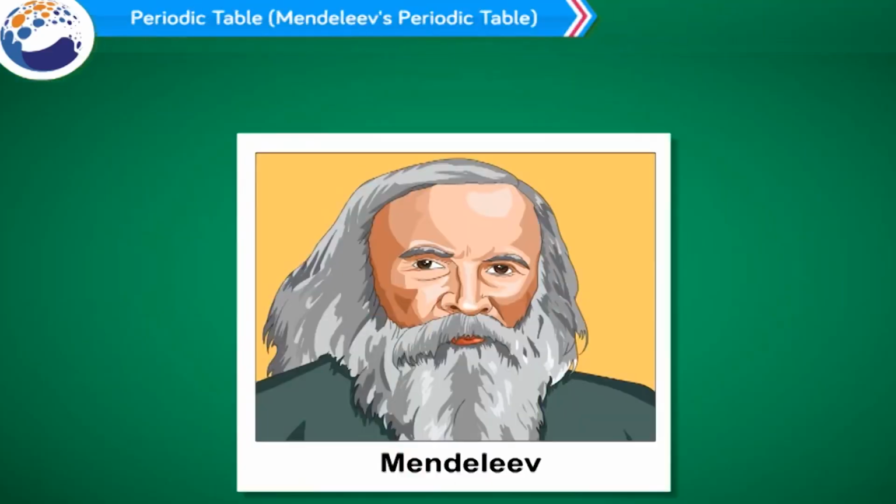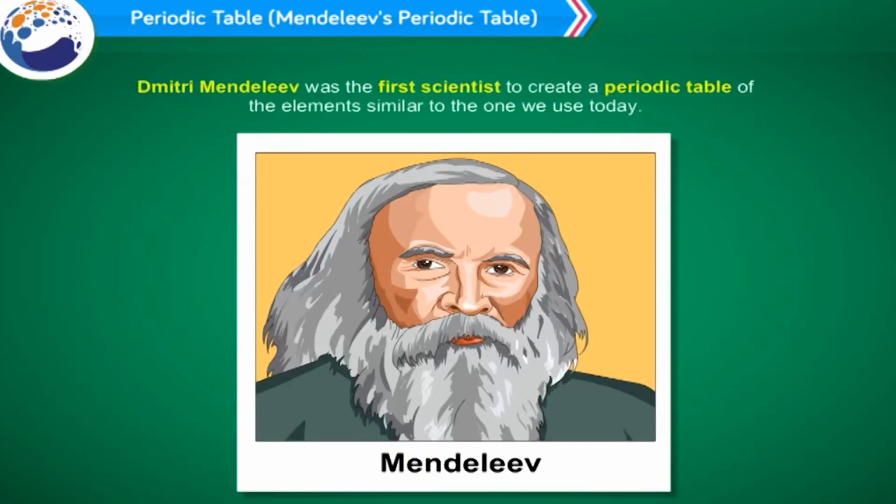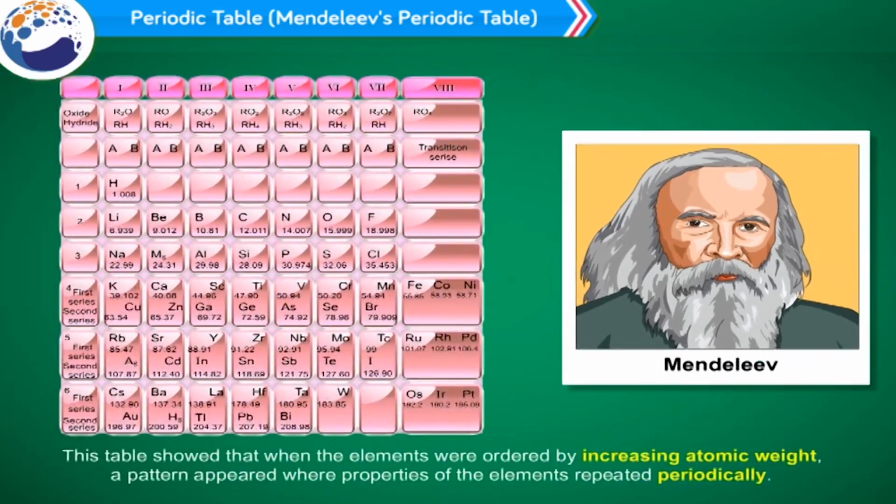Periodic table. Mendeleev's periodic table. Dmitri Mendeleev was the first scientist to create a periodic table of the elements similar to the one we use today. This table showed that when the elements were ordered by increasing atomic weight, a pattern appeared where properties of the elements repeated periodically.